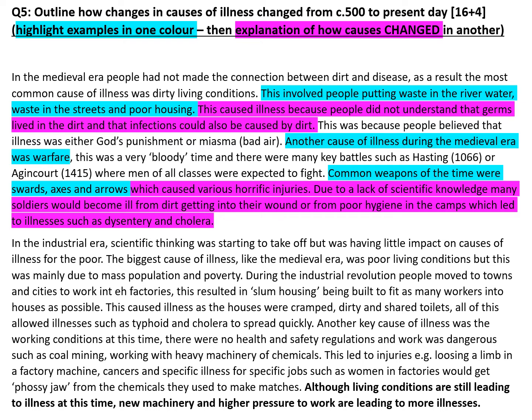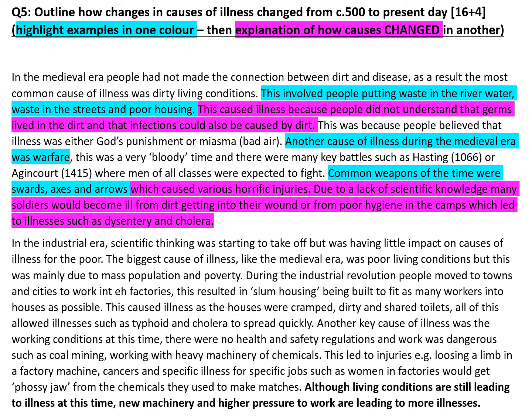Another key cause of illness was the working conditions at this time. There were no health and safety regulations and work was dangerous, such as coal mining, working with heavy machinery or chemicals. This led to injuries, e.g. losing a limb in a factory machine, cancers and specific illnesses from specific jobs, such as women in factories would get phossy jaw from the chemicals they used to make matches.